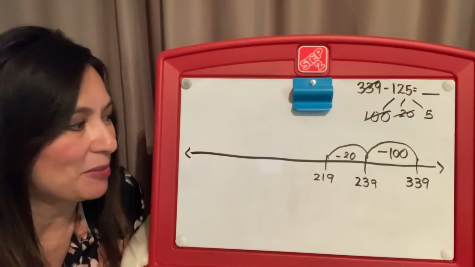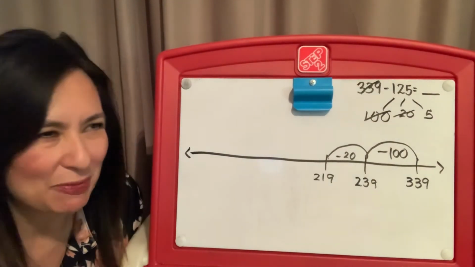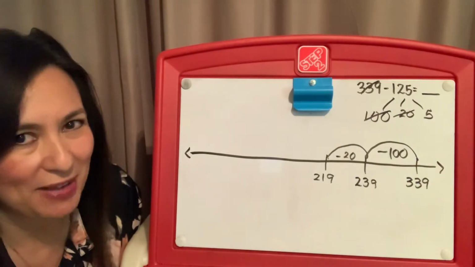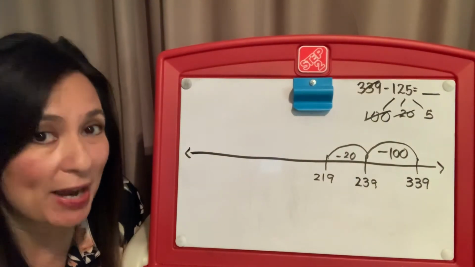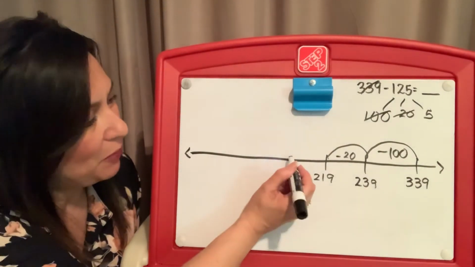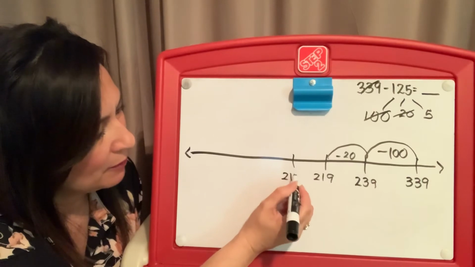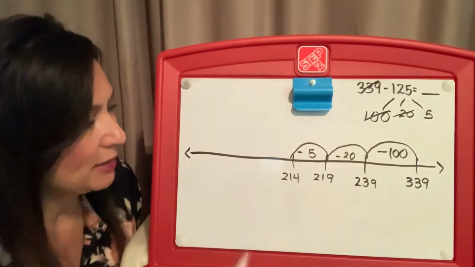And now I just have to subtract 5. 219 subtract 5. I kind of think of what is 9 subtract 5. That helps me to know how many ones there will be. 219 subtract 5 equals what, boys and girls? Say it. 214. And that is subtract 5.